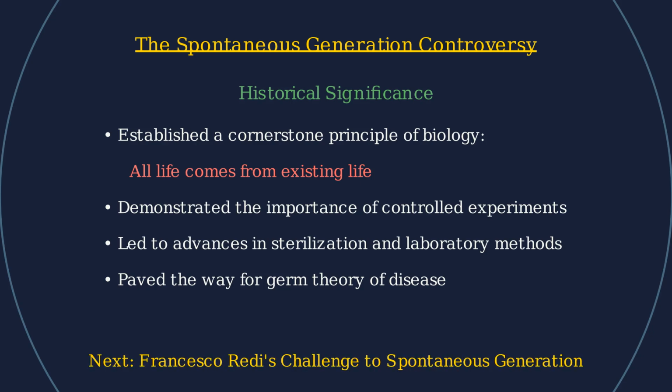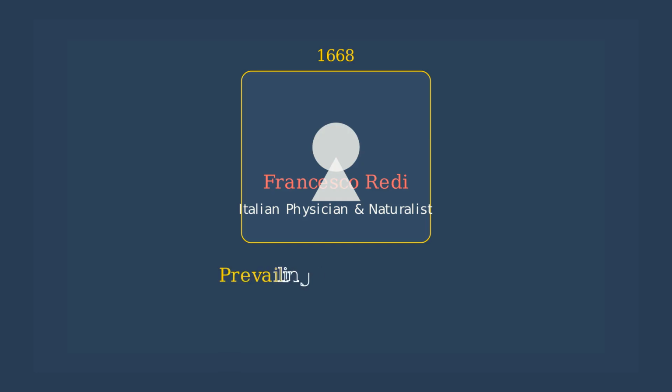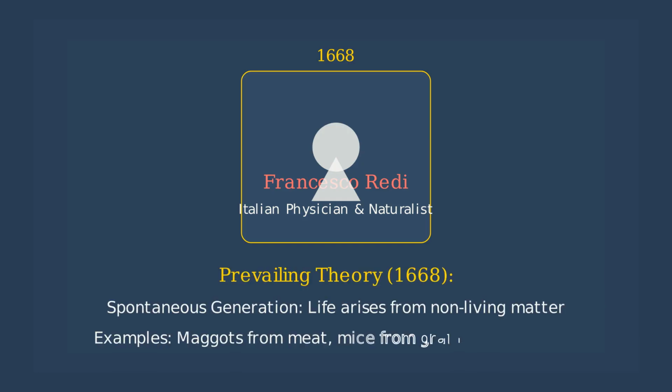In the next section, we'll explore how Francesco Redi conducted the first scientific experiments challenging spontaneous generation. In 1668, Italian physician Francesco Redi conducted one of the first controlled experiments challenging the prevailing theory of spontaneous generation.